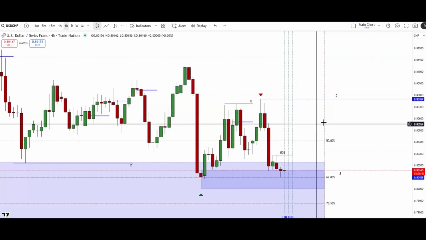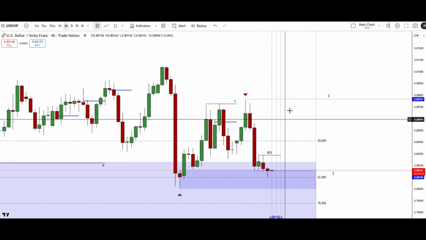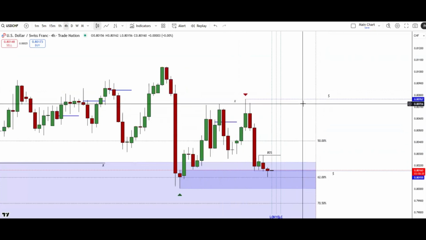So starting with USD CHF, the main bias was short here. When I look for an entry, basically the key things that I'm observing are a clear daily directional bias. So obviously then identifying just that daily range. And then once a clear daily or 4 hour POI has been mitigated, I then look for the following criteria.